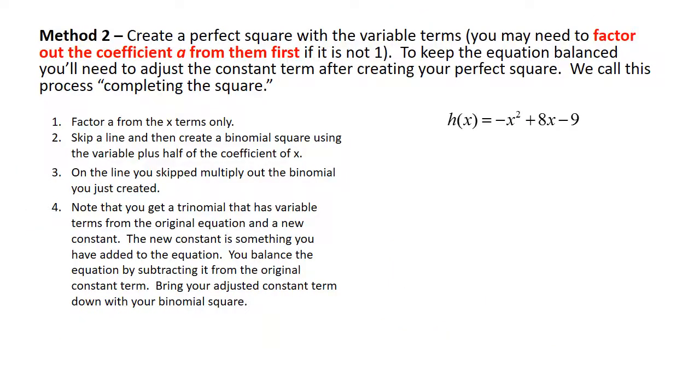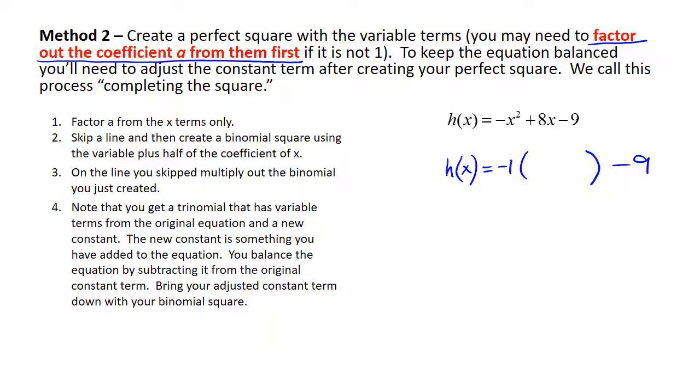Here's a second example. In this example, I want to again use the completing the square process to write this function h in vertex form. I've emphasized here that we do have an a that is not 1 this time. When your a, or your leading coefficient for the x squared term, is not 1, there is a first step of factoring it out, because we need it to be outside of the perfect square. So in this case, our a is negative 1. We're going to factor a negative 1 out of, and here's the key, only the x terms. Leave the minus 9 as the constant out to the side, out of the factorization.